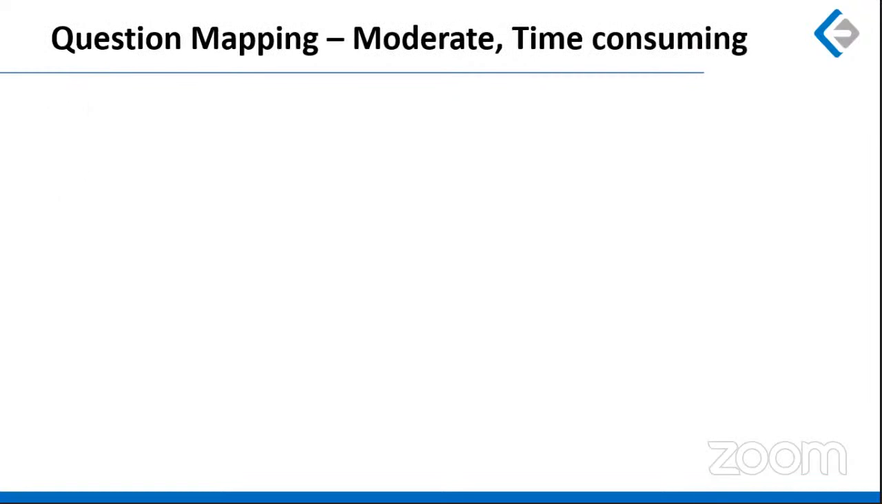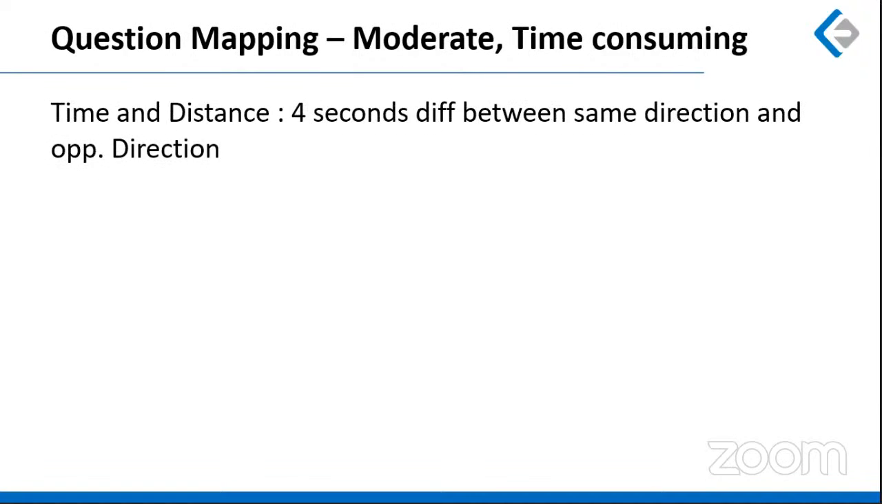Let's look at question mapping of moderate but time-consuming questions. There was a question based on TSD where a train which was 192 meters long was crossing a person who was walking at a speed of 4 meters per second. There were two different instances given, one in the same direction, the other in the opposite direction, and the time taken to cross in both cases was 4 seconds. If you go by the standard approach, you had to make equations, and the calculation gets heavy in this case. That's why it was a time-consuming question. But if you try working out with the options, these questions can be solved quickly.